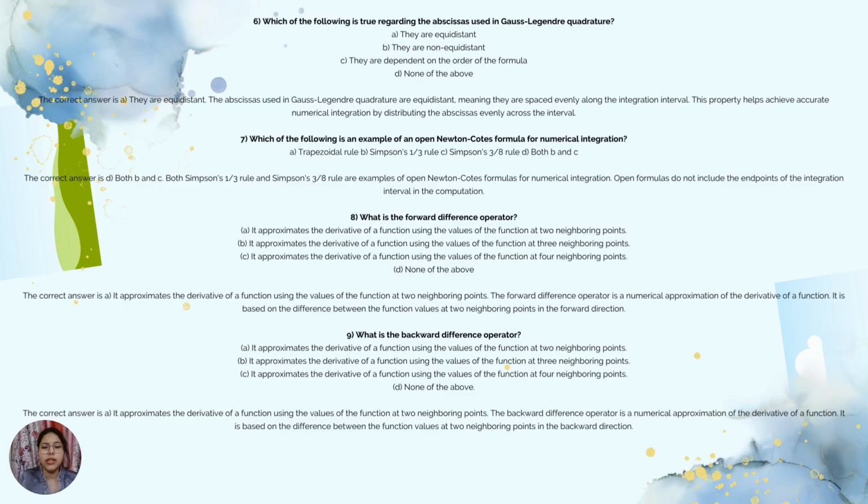Question number 9. What is the backward difference operator? A. It approximates the derivative of a function using the values of the function at two neighboring points. B. It approximates the derivative of a function using the values of the function at three neighboring points. And option C. It approximates the derivative of a function using the values of the function at four neighboring points. And D. None of the above. The correct answer is A. It approximates the derivative of a function using the values of the function at two neighboring points. The backward difference operator is a numerical approximation of the derivative of a function. It is based on the difference between the function values at two neighboring points in the backward direction.